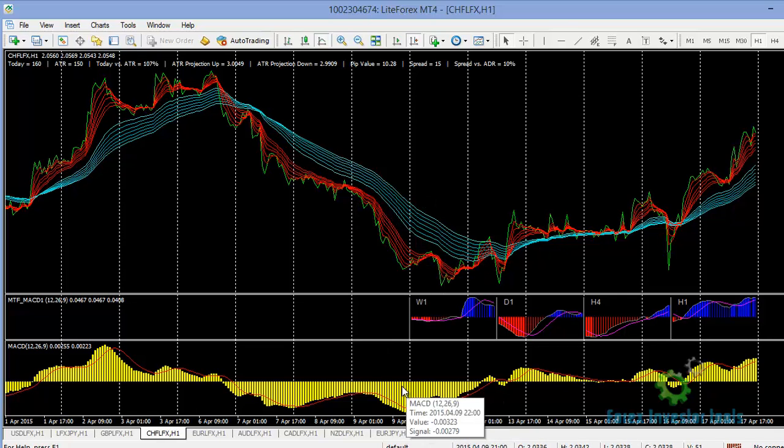So these are ways in which you can spot pullbacks. This is also a pullback here. When you see the histogram go up, drop below the signal line, and start moving up again.